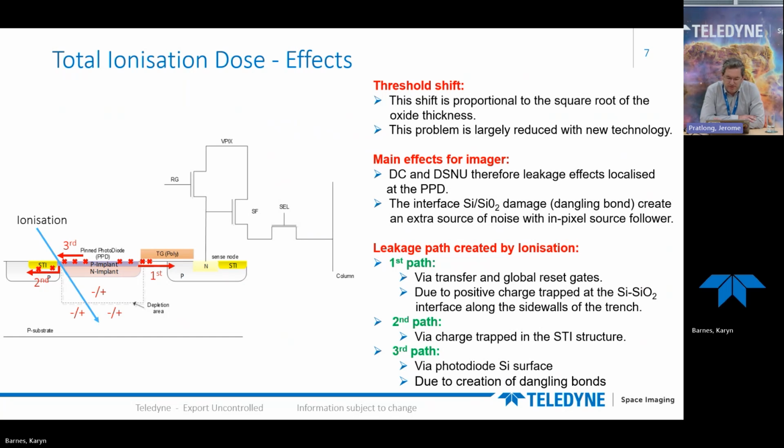In terms of leakage, there are three potential paths on this sort of pixels. The first path is below or via the transfer and global reset gates. The second path is via the traps created in the STI structure. And the third one is via the silicon surface at photodiode level.